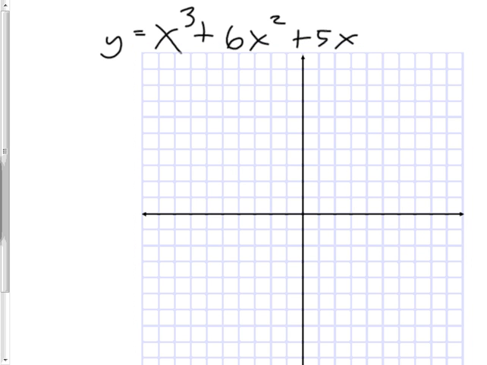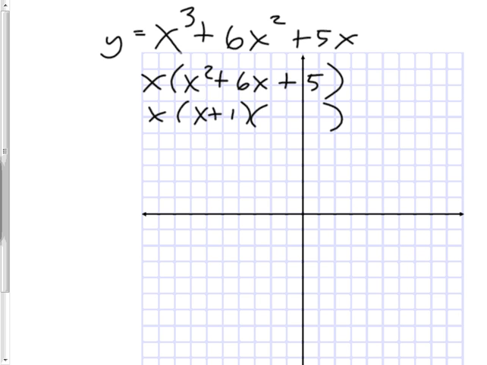Okay, so let's see how you did. Hopefully I factored it like this. X comes out, and then I have x squared plus 6x plus 5. And then hopefully you knew how to factor that. X plus 1 and x plus 5. Raise your hand if you had that right. Okay, awesome. Now we know it goes through 3 spots.